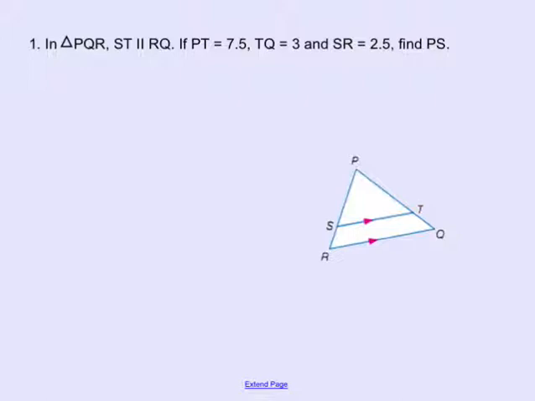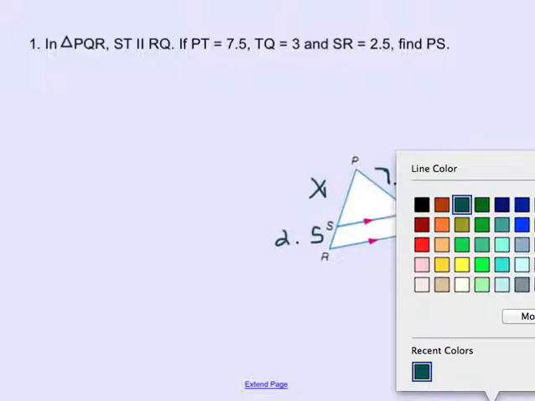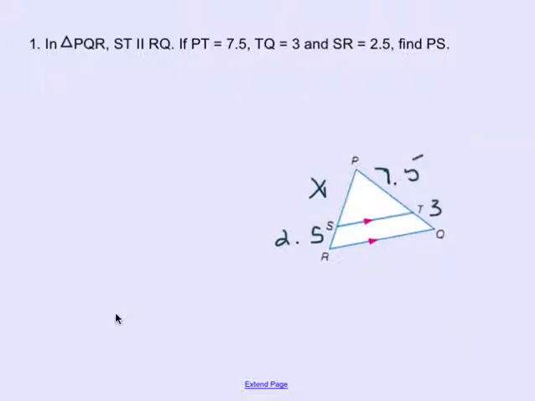In triangle PQR, ST is parallel to RQ, so we know the parts have to be proportional. It gives us that PT is 7.5, TQ is 3, and SR is 2.5, and then that gives us x. Now we want to set up our proportions. One fraction is going to have things that are on the same side, so I'm going to have 7.5 over 3. Each fraction contains things that are on the same side.